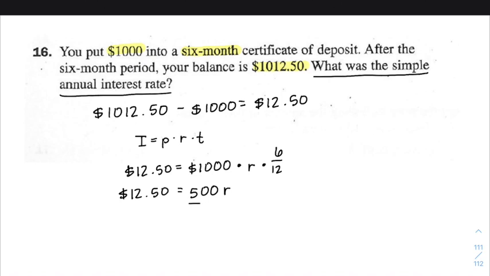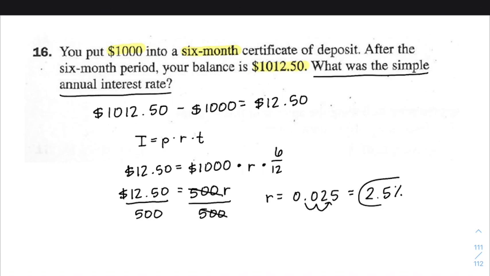To find the value of R, we need to divide both sides of our equation by 500. 500 divided by 500 is 1, so those numbers cancel out and leave us with just R. $12.50 divided by 500 is going to give us 0.025. If we move the decimal point to the right 2 spaces, this is going to give us the percent form of our answer, which is 2.5%. So the simple annual interest rate was 2.5%.